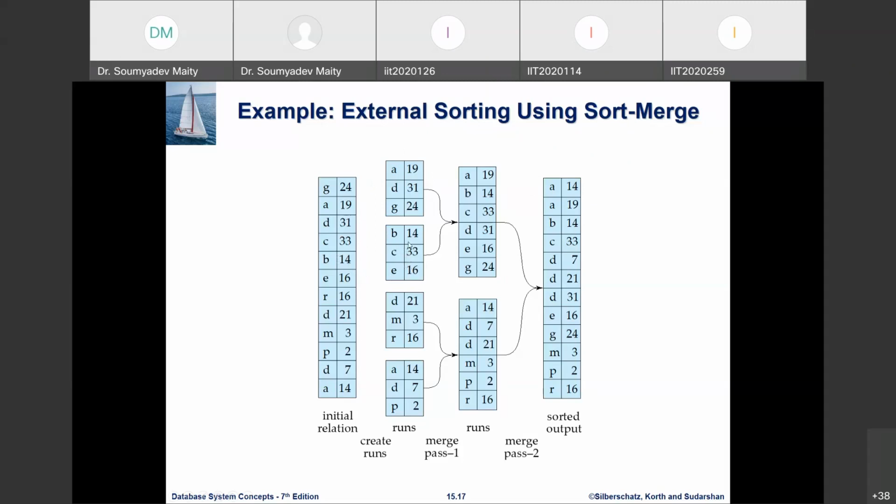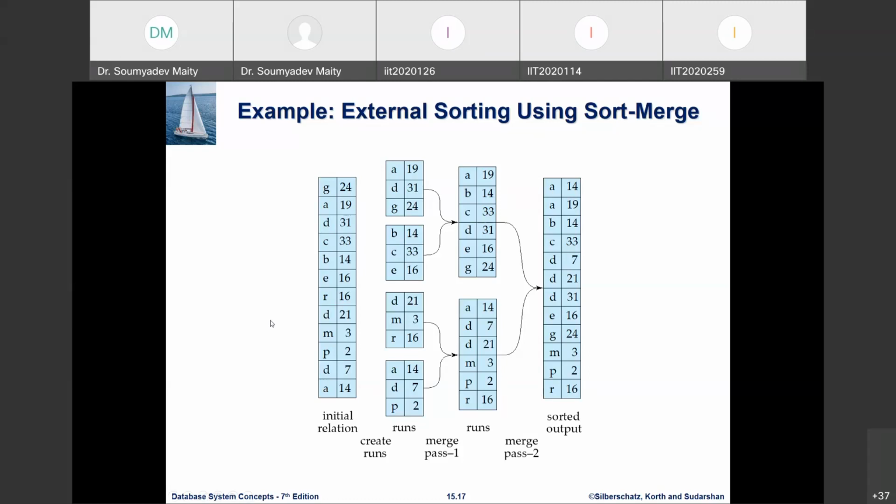So in this way, how many run files will be generated? Since there are how many entries? 12 entries. And for simplicity, we assume that one entry means one block. So there are 12 blocks in the main relation, and we have 3 blocks available in the main memory. So how many runs will be required and how many run files will be generated? That is equal to 12 by 3, which is 4.